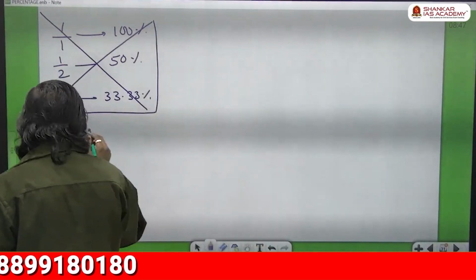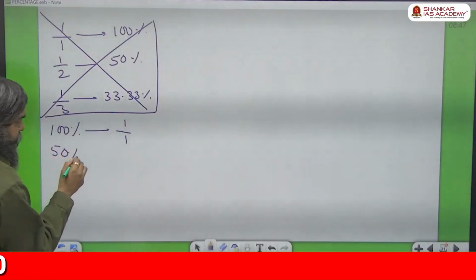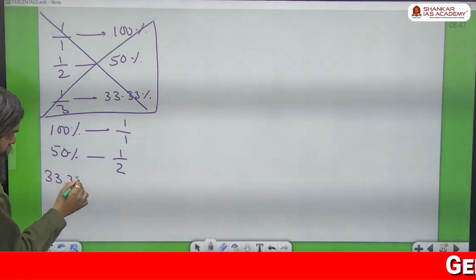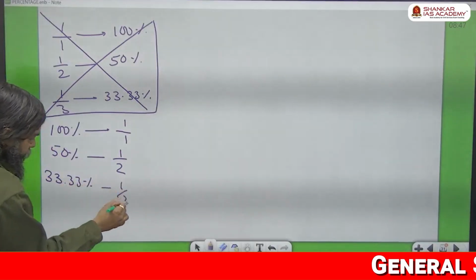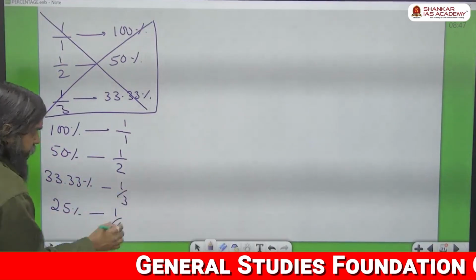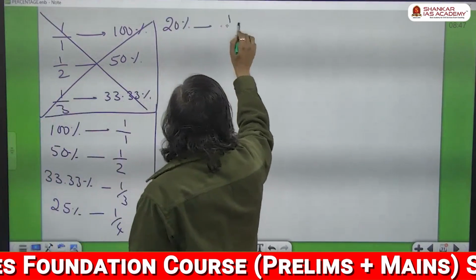What is this order? 100%. What is the fraction? Divided by 100, 1 by 1. 50%, the fraction is 1 by 2. Then 33.33%, 1 by 3. Then 25%, that is 1 by 4. Understand? Next, 20%, the fraction is 1 by 5.